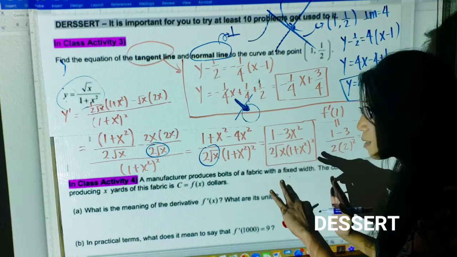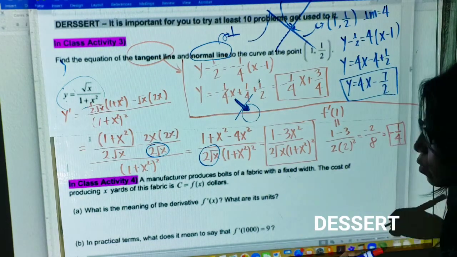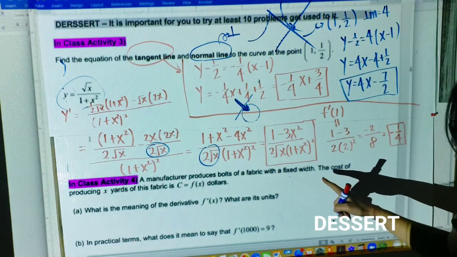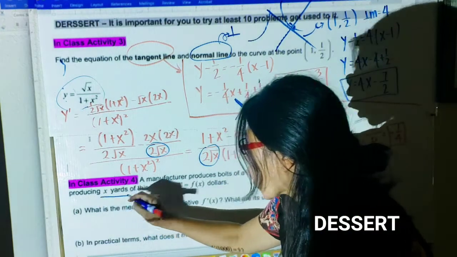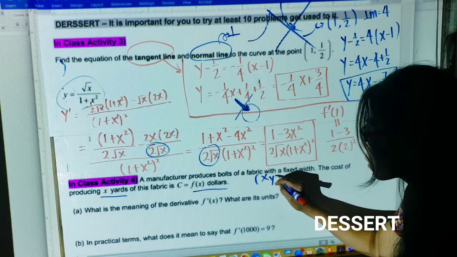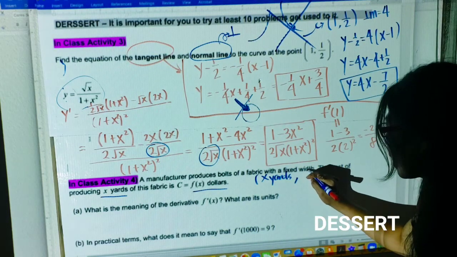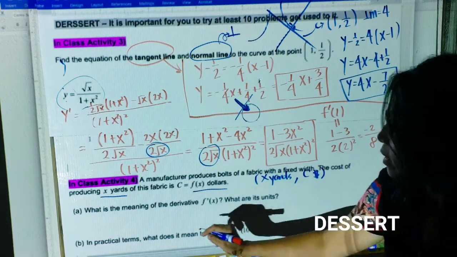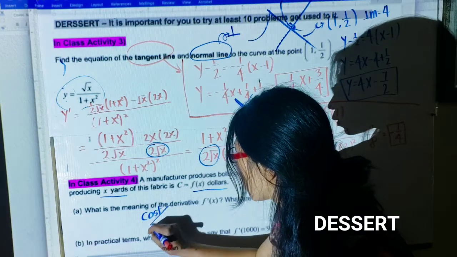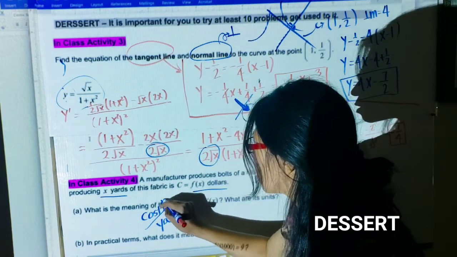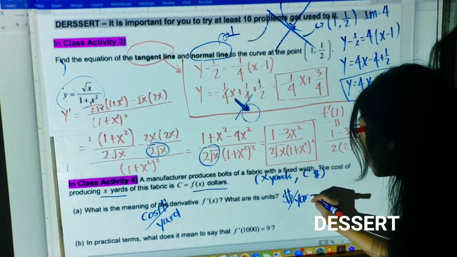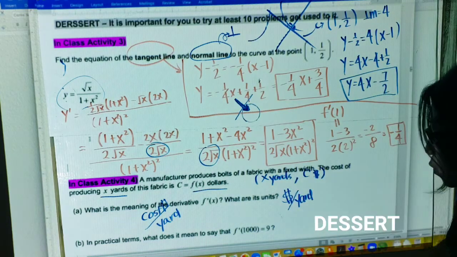If you want to pause it, think about it, please. It can be confusing. So this time I'm going to manufacture a bolt of fabric with a fixed width. The cost of producing x yards of this fabric costs this many dollars. So what's the x? x is yards. And then y is dollars. Then what is going to be the meaning of the derivative? It tells me cost per yard, right? So what is going to be the unit? Then the unit is going to be dollars per yard, right? So that's why it's important to write it down.